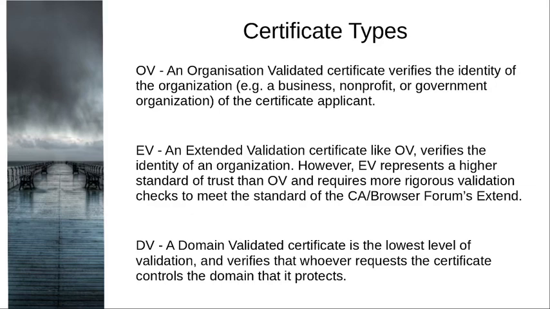A DV, so a domain validated certificate, is the lowest level of validation and therefore the easiest one to acquire. All it does is verify that whoever requests a certificate controls the domain it protects. So for example, if I owned example.com and I requested a certificate for example.com, the registration authority would just simply check that I am the owner, and it could be done in different ways. Some of them will appear on the next slide possibly.